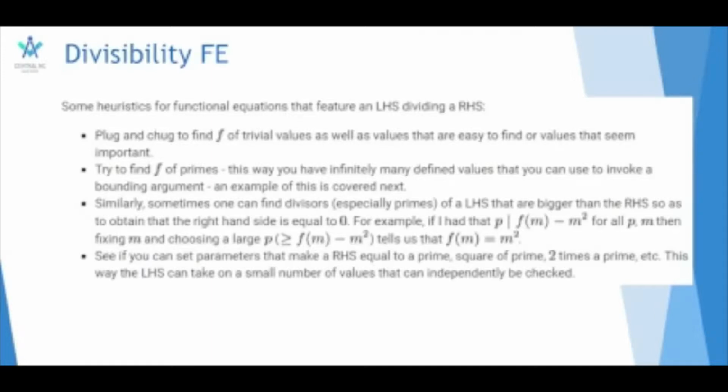And next is also sort of similar. See if you can find parameters or variables for the function that make the RHS, right-hand side, equal to a prime or square of a prime or 2 times a prime, etc. Something that's some simple function of a prime. Because this way, if the left-hand side divides this right-hand side, then there's only a small number of values that it can take, and then you can easily consider each value, and you can learn some important stuff. For example, if the RHS is a prime, then you know that the LHS will only be 1 or that prime. So it gives you a lot already.